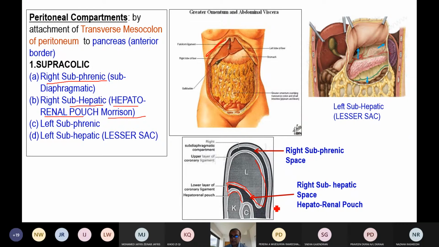If you have an operation on the upper part of the abdomen, for example, a gastric ulcer repair operation or a cholecystectomy operation, most of the fluid in the post-operative period will always collect in the hepatorenal pouch. Why? Because this is the most dependent part of the peritoneal cavity in the lying down position.